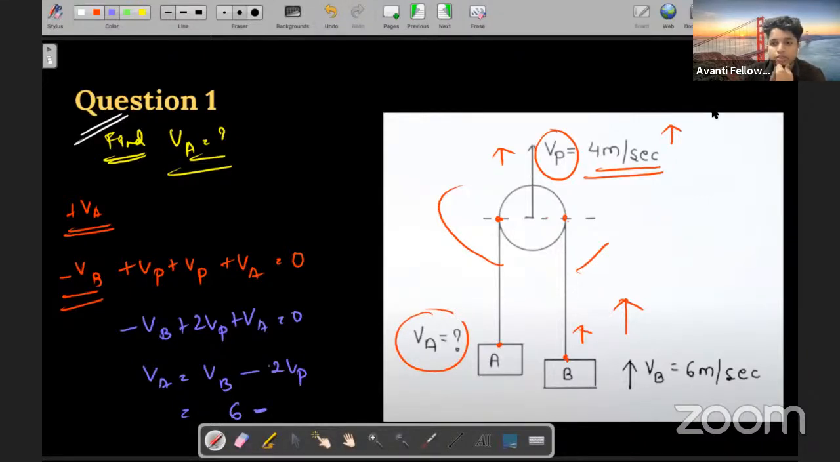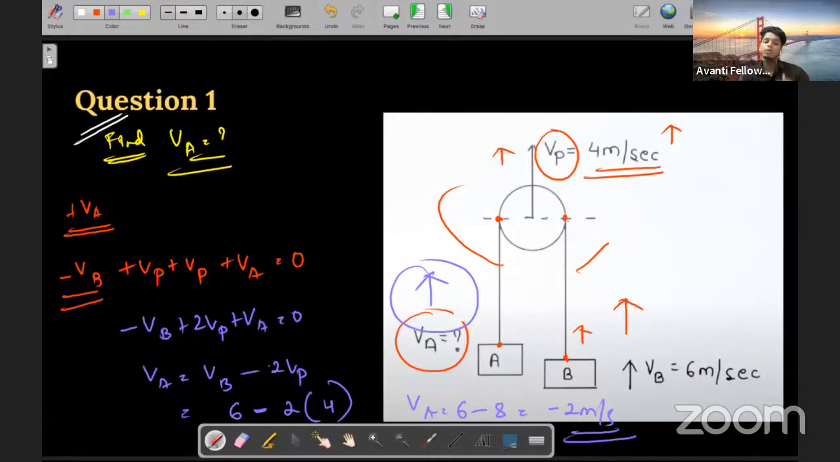6 minus 2 into VP. What is 2 into VP? 4, that is 8. So VA is equal to what? 6 minus 2 into 4 is 8, which is equal to minus 2. Yes, that is minus 2 meter per second. So basically it is saying that it is moving in this direction. So that is how you get the direction.